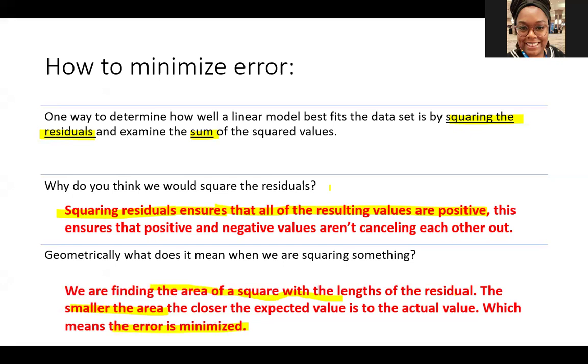In life, you want the least amount of errors as possible. Okay. The least amount. And that's how you know you're on the right track.